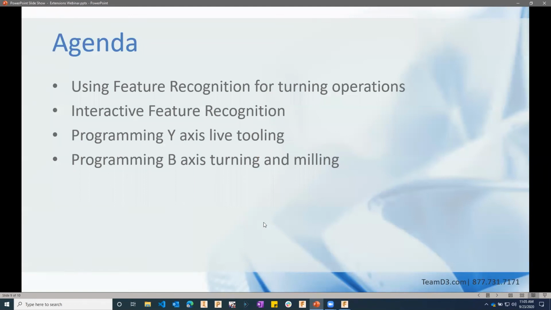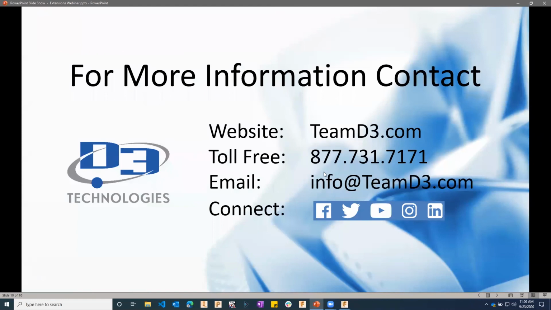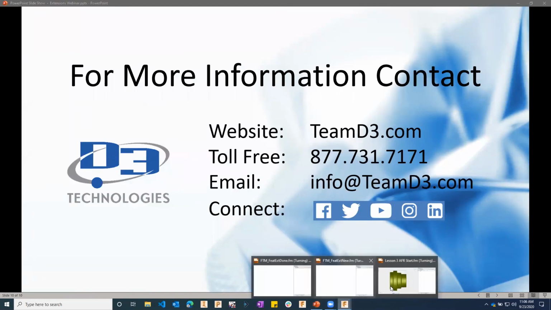So for today's webinar, we're going to take a look at using feature recognition for turning operations. We're going to first take a look at automatic feature recognition, then we'll look at interactive feature recognition. Then we'll look at how to program your Y-axis live tooling versus C-axis, and then programming your B-axis on turning and milling as well. So there's our contact information, and we're going to take a look at the software.